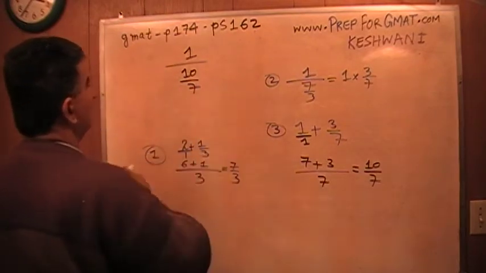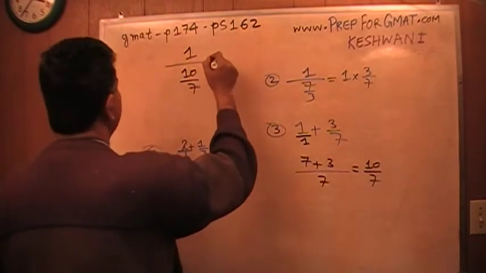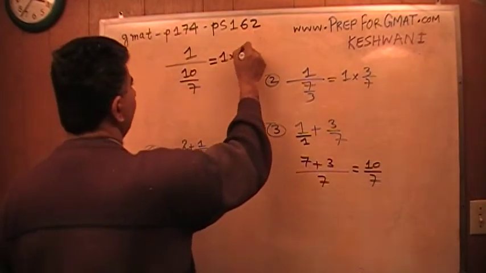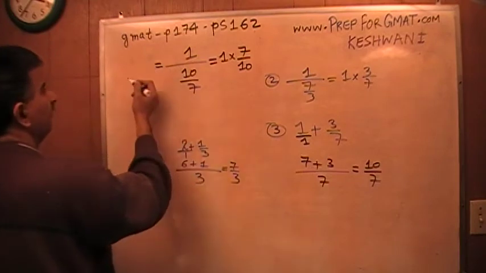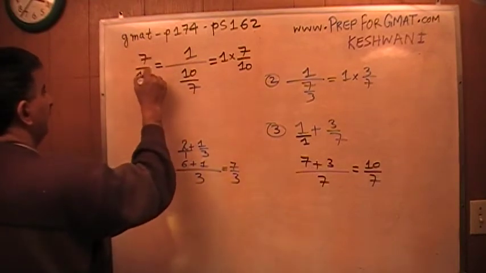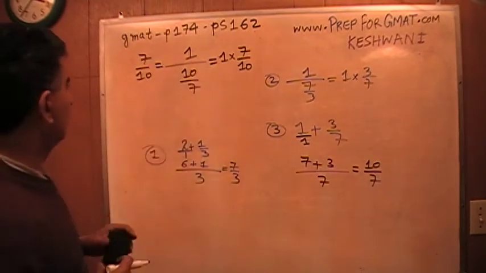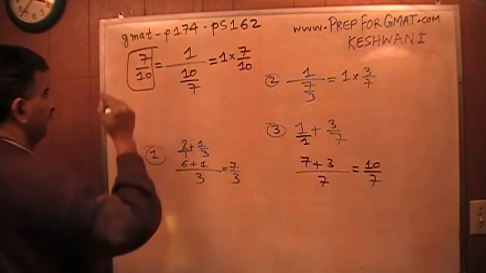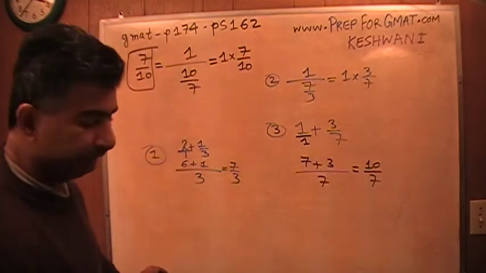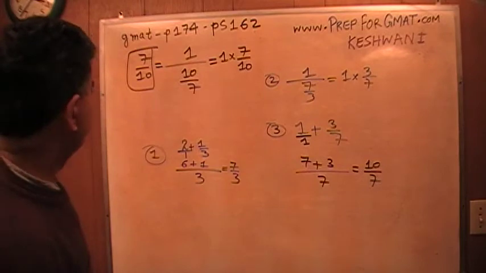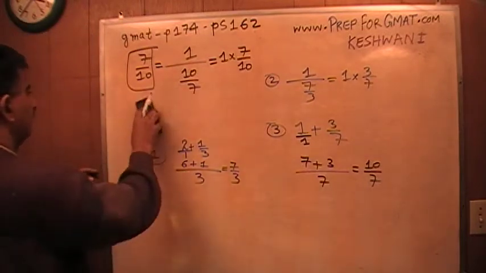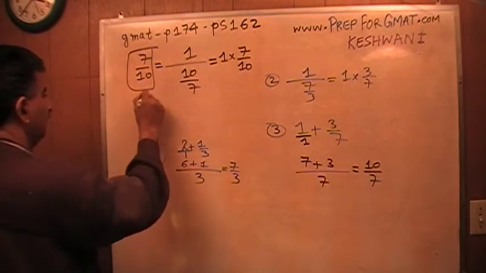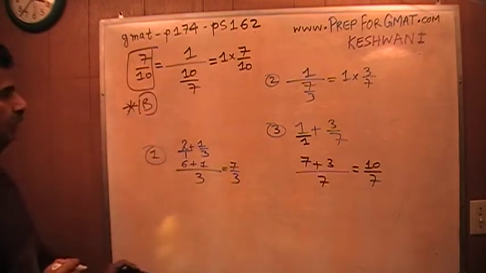And then of course, this is simply 1 times 7 over 10, which boils down to just 7 over 10, that's all. Because 1 times plays no role in it. This is your answer, 7 over 10. That's it, we are done. The answer is B. That's all. The idea here is to do it step by step.